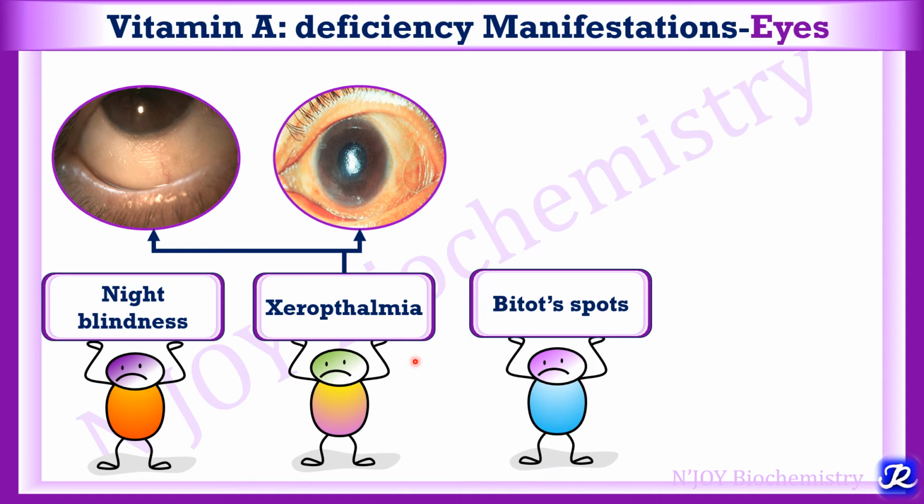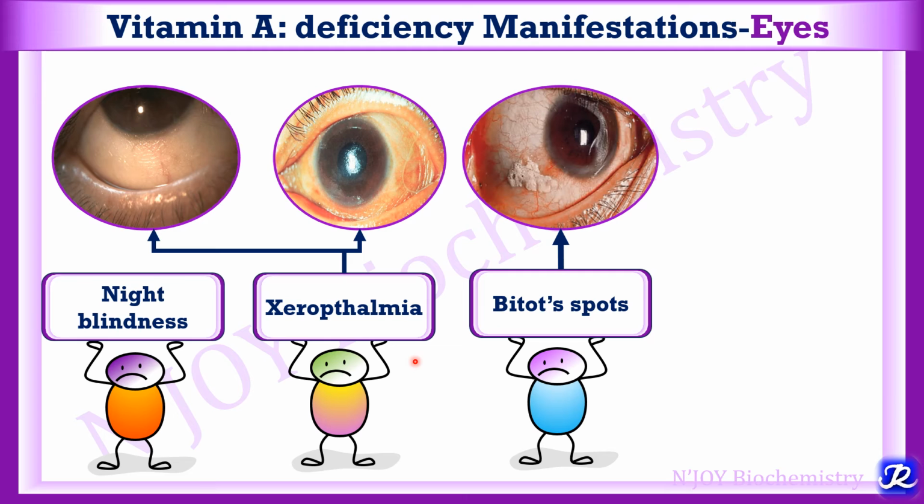Third, Bitot spots. Bitot spots are slightly elevated white foamy lesions, usually seen on the bulbar conjunctiva, and these Bitot spots consist of keratin, which the conjunctiva starts to produce because the deficiency has led to squamous metaplasia, with the cells in the conjunctiva becoming more like skin than a mucous membrane. So these are the Bitot spots. The night blindness, xerophthalmia, and Bitot spots are completely reversible with the supplementation of vitamin A.